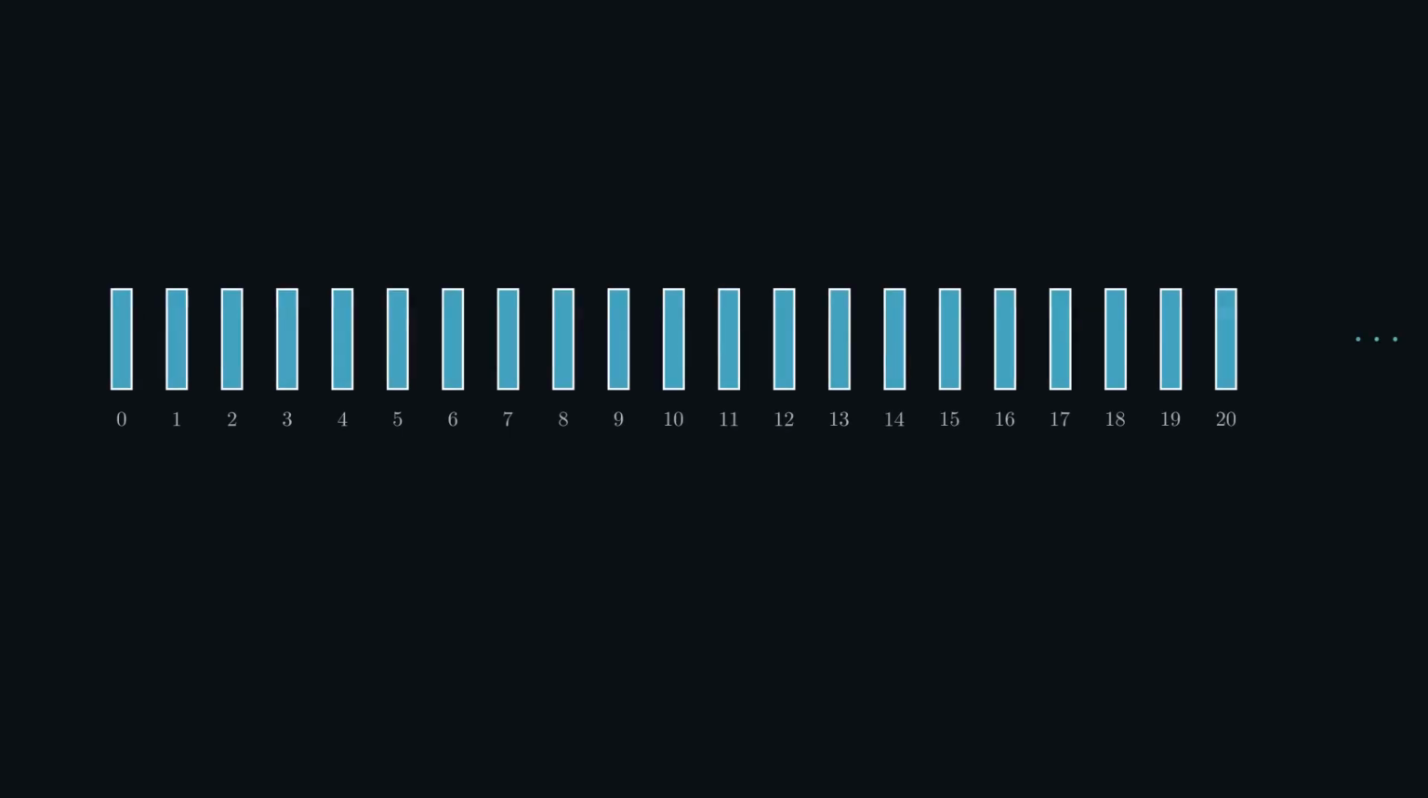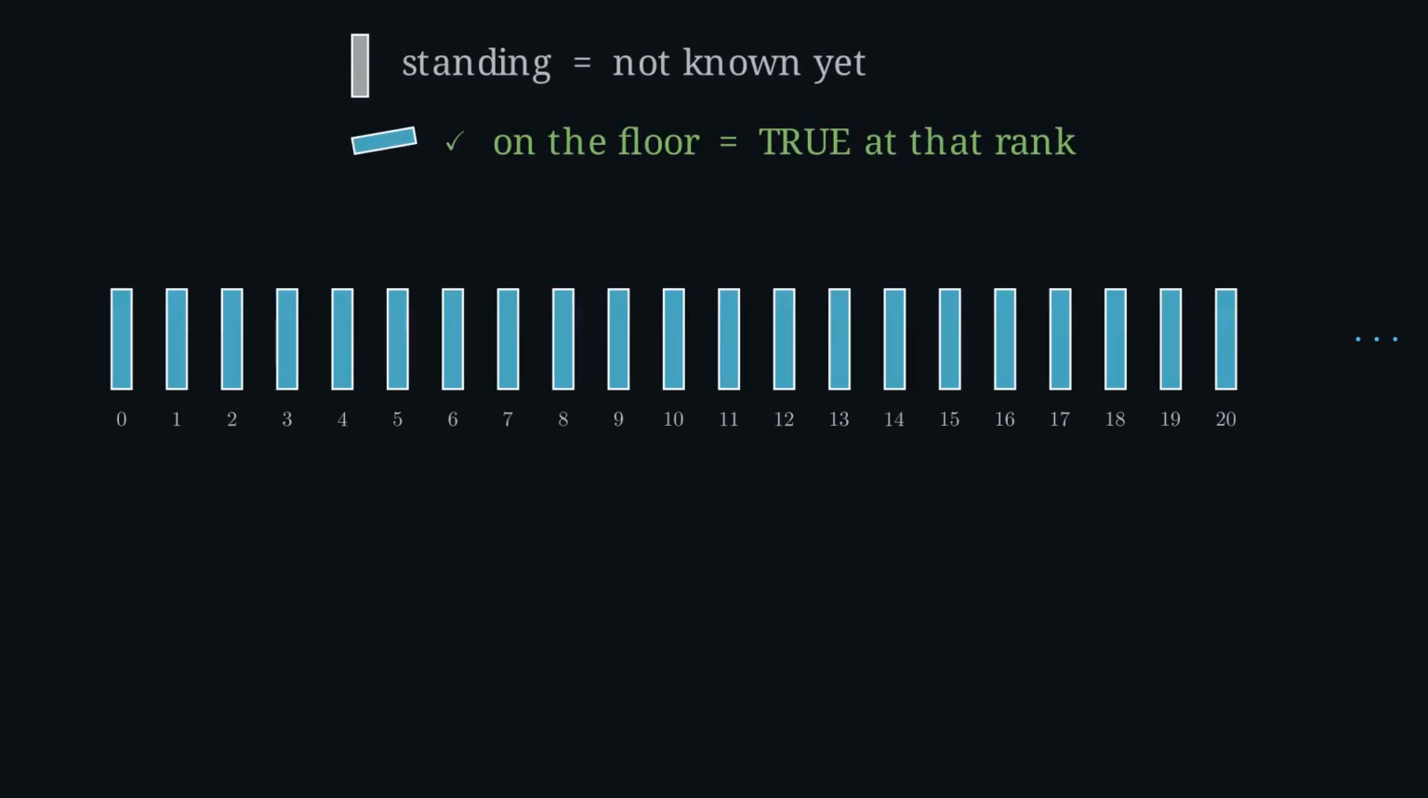Line up the ranks like dominoes, 0, 1, 2. One tile for every index, forever. And here is what the picture means. A tile still standing, we don't know yet. A tile on the floor, the property is true at that rank. Push the first. It falls, one truth established.